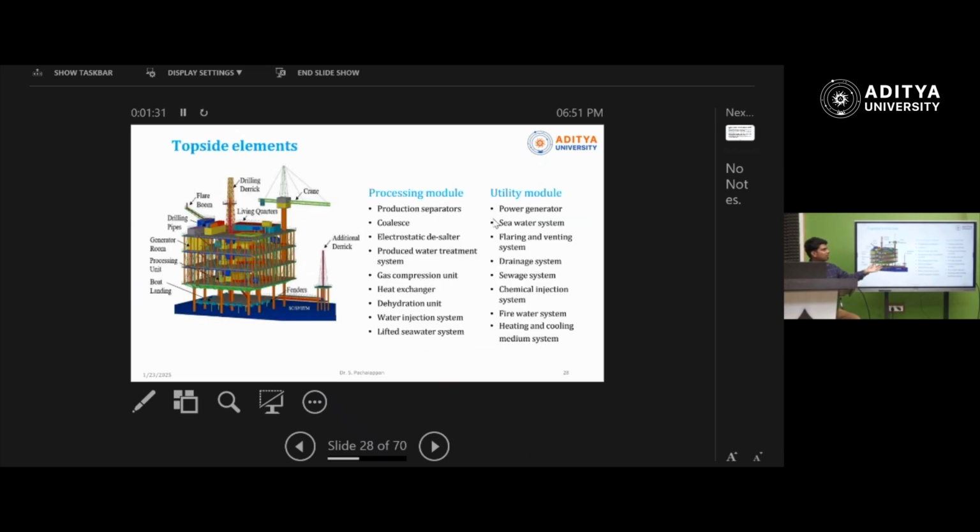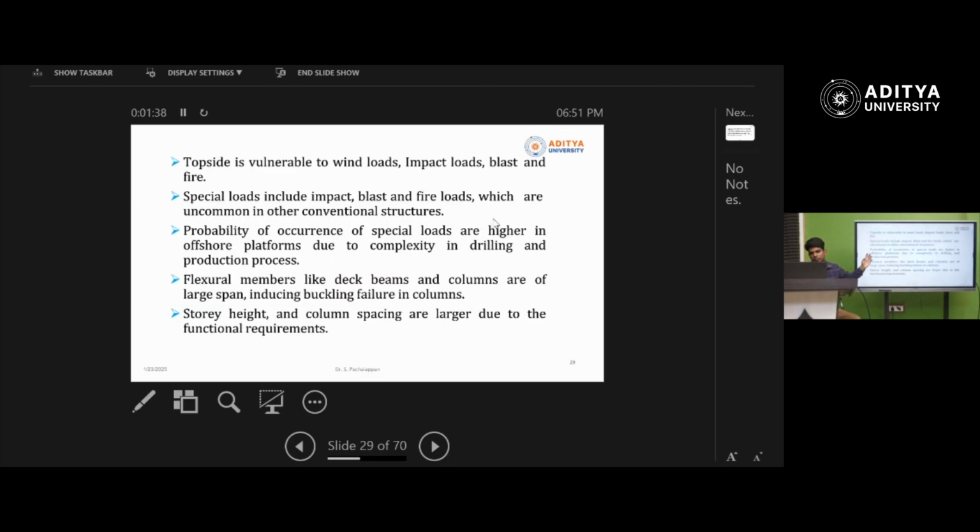So here we are. The offshore structure comprises multiple units, which makes offshore structures more vulnerable. The special load terminology includes the blast load and fire load, which are unconventional loads compared to conventional structures. And also, the probability of occurrence of special loads in offshore structures is very, very high because of the many modules and components it comprises.